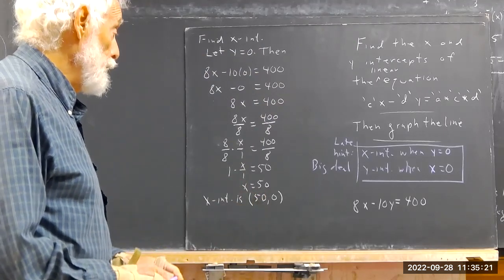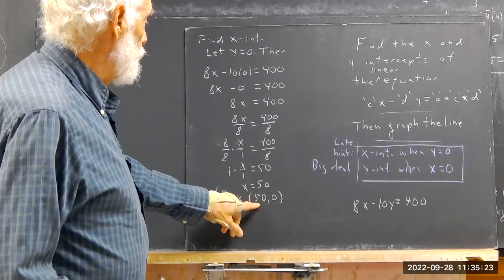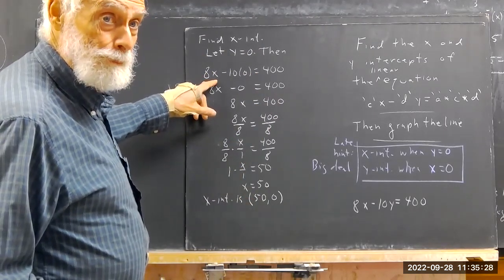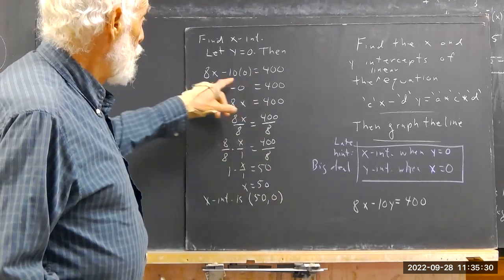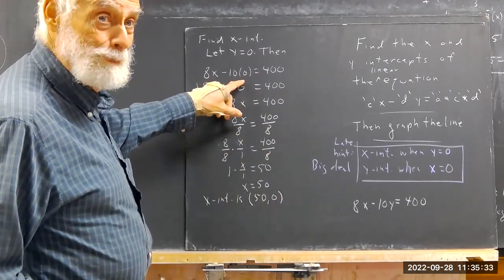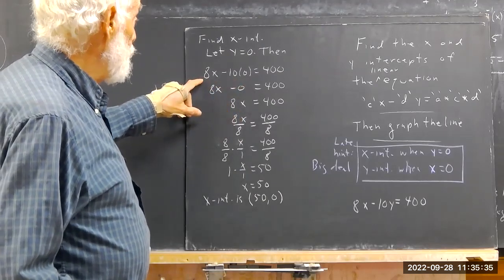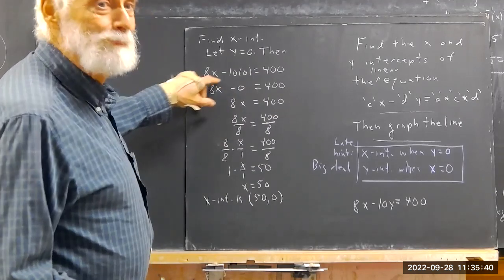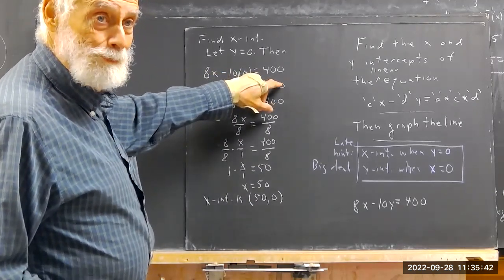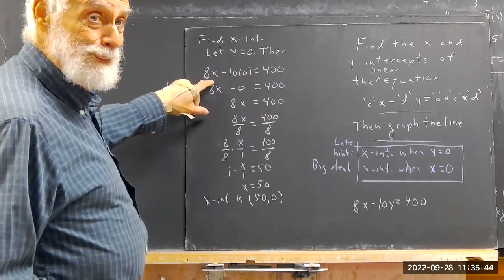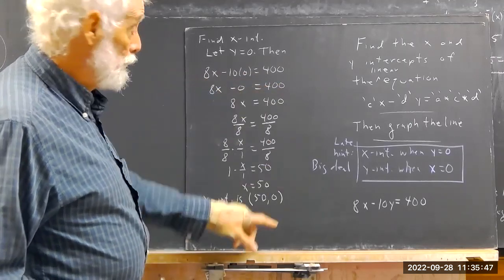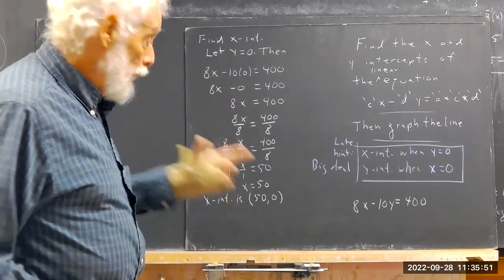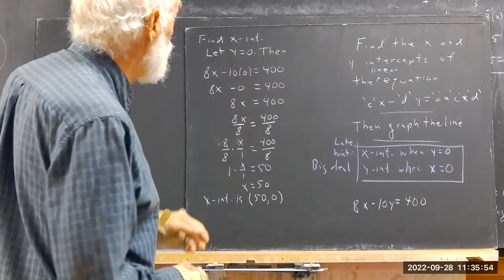And now let's just check. If we plug in 50 for x, that's going to be 8 times 50, right? And we plug in 0 for y, we're going to get 10 times 0. Okay, that's going to be 8 times 50 minus 0 equals 400. 8 times 50 is 400. 400 minus 0 is 400. These coordinates satisfy the equation. So now we know that there's a point on the graph.